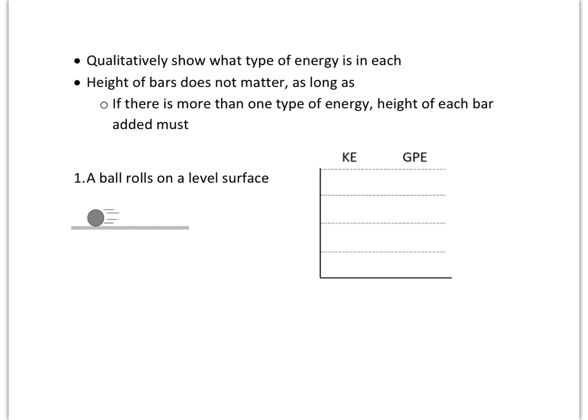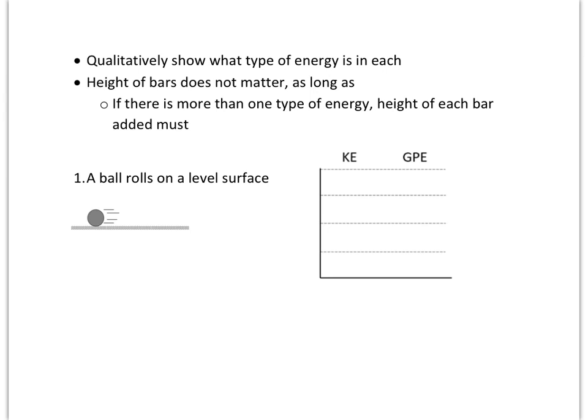I'm going to introduce something known as an energy bar chart, and it's really just a tool for you to be able to look at a problem, use it, and then help you identify what type of energy is at each part of a problem. And this is especially helpful when you're looking at something that has maybe more than two parts.